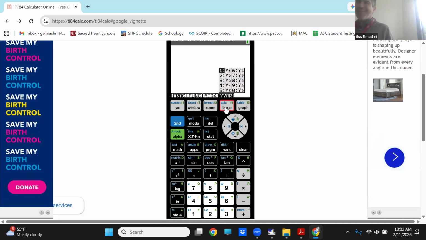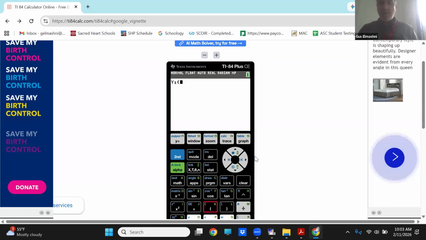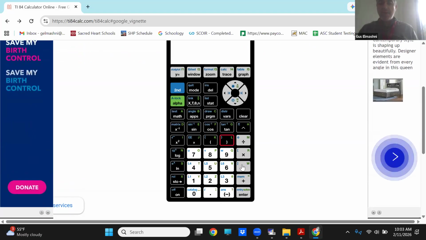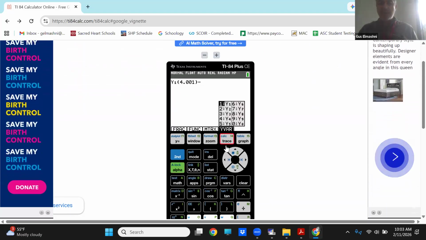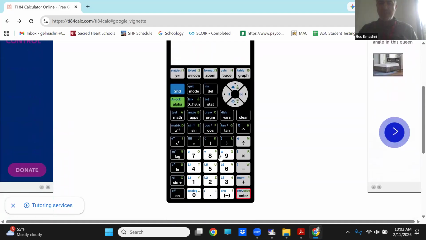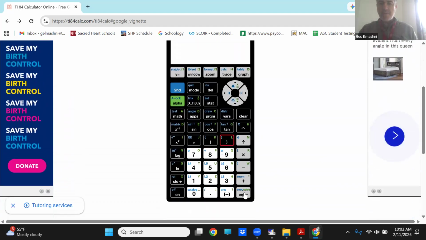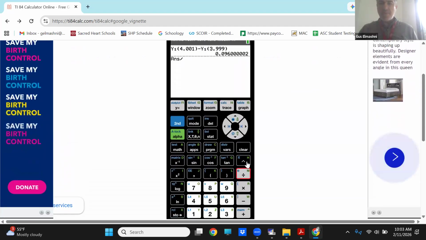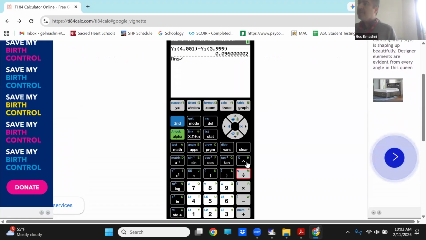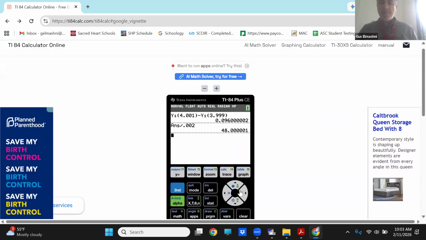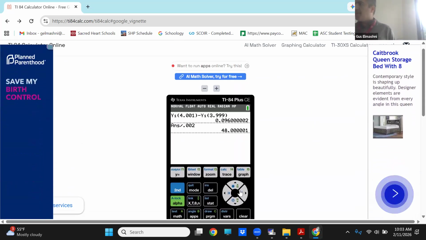Desmos has some features, but I think it's not the best. I think it's better to know how to use the calculator. So I could actually call up y1 and set up f of x notation. So 4.001 minus alpha trace 3.999. Hit enter. Oh, you go to y equals and put it there. And then divide by 0.002. There you go. That's what the calculator did when it did nDeriv.